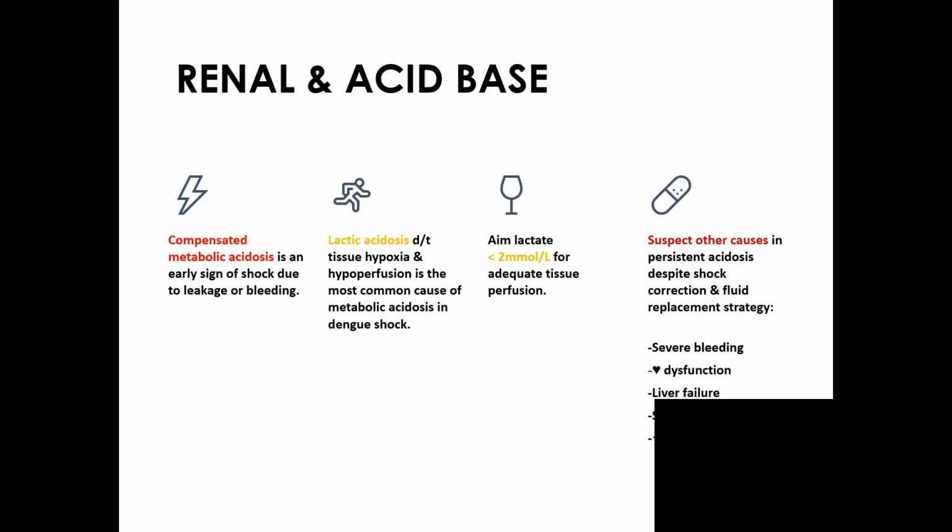Renal and acid base. Compensated metabolic acidosis is an early sign of shock due to leakage or bleeding, and prompt intervention should be done. Lactic acidosis due to tissue hypoxia and hypoperfusion is the most common cause of metabolic acidosis in dengue shock. So we should aim for a lactate level of less than 2 millimoles per liter for adequate tissue perfusion.